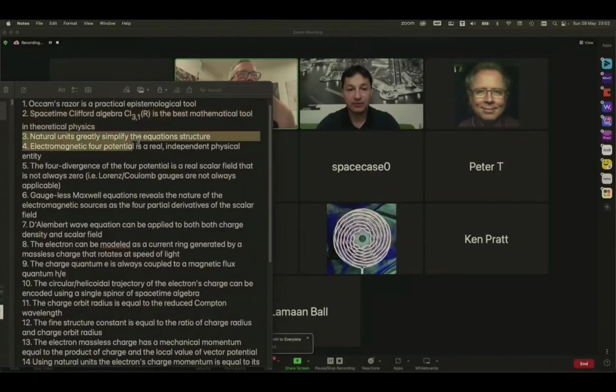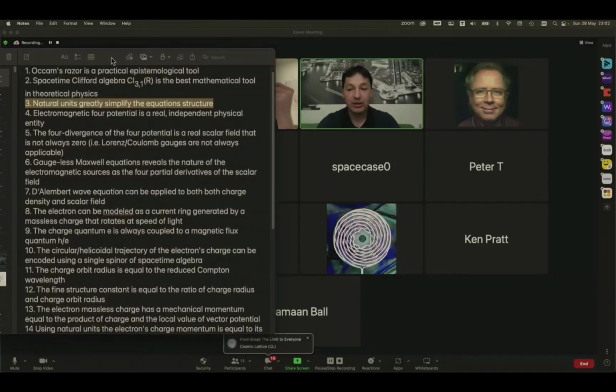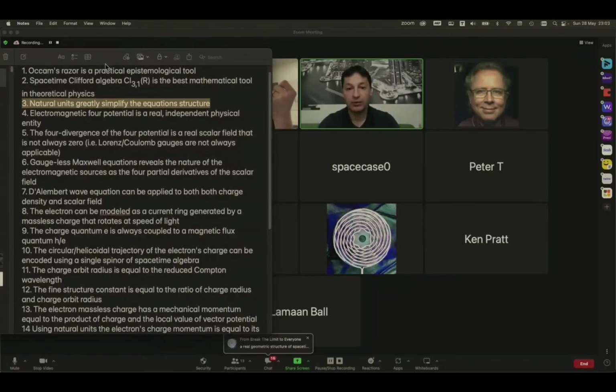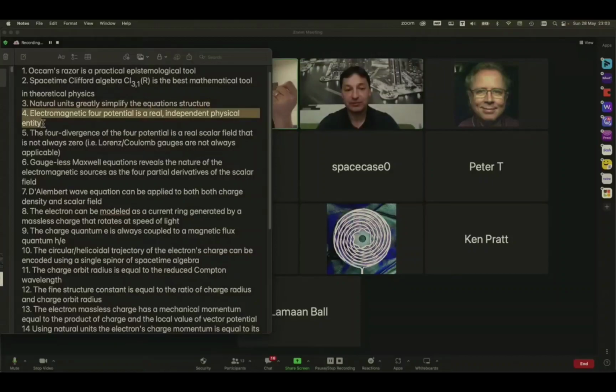Okay. Then he says natural units greatly simplify the equation structure. Yeah, natural units means that instead of using SI units, we choose the speed of light equal to 1 and the Heisenberg constant h bar also equal to 1. So h bar equals 1 and c equals 1 simplifies formulas. Okay. So the electromagnetic 4-potential is a real, independent, physical entity. Now, I think you tried to answer this before. Do you want to have another shot at it?